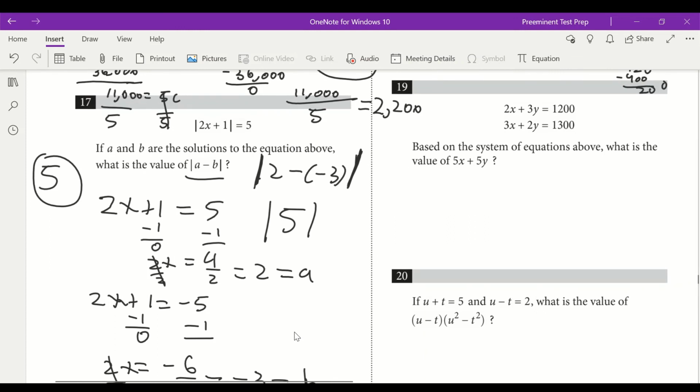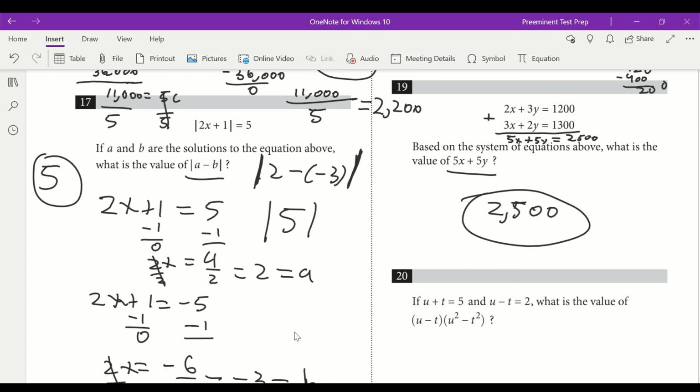Question 19. Based on the system of equations above, what is the value of 5x plus 5y? Well, off the bat, I'm looking for a pattern here, right? If I add these, I'm going to end with 5x plus 5y, because I have 2x plus 3x, that's 5x, 3y plus 2y, that's 5y, and then I got 1200 plus 1300, that's 2500, right? So my answer will be 2500, and that one's very quick.